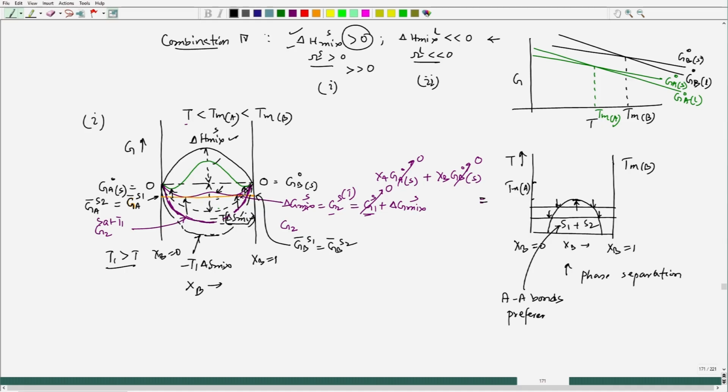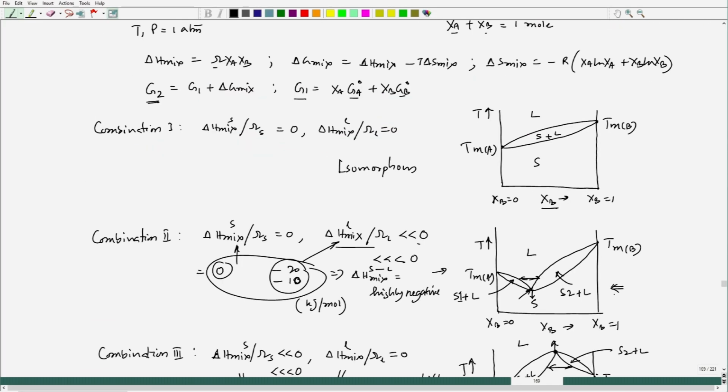preferentially, whereas S 2, which is this one, would like to have BB bonds preferentially in the system. Fine. So, this plot we have seen considering condition 1 for a single solution. Now, if I try to take this one and let us say this one, for example, we have seen combination 2, we have seen this.